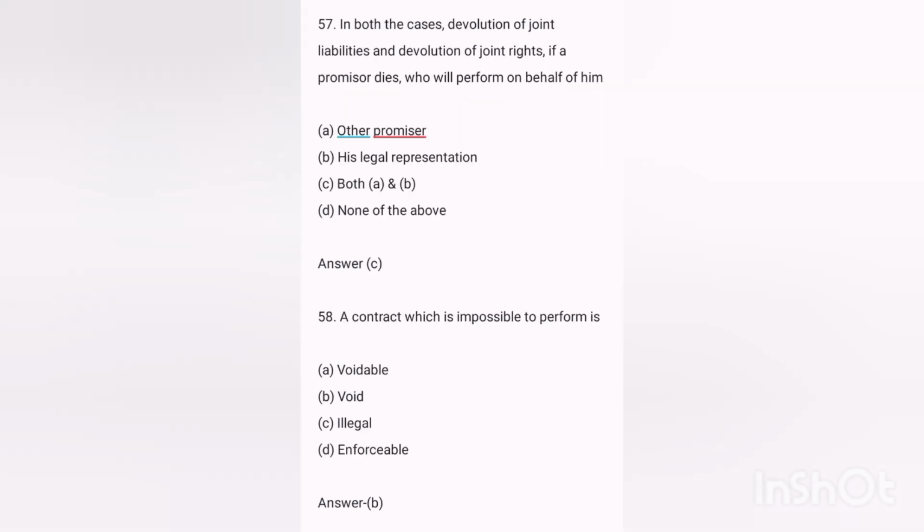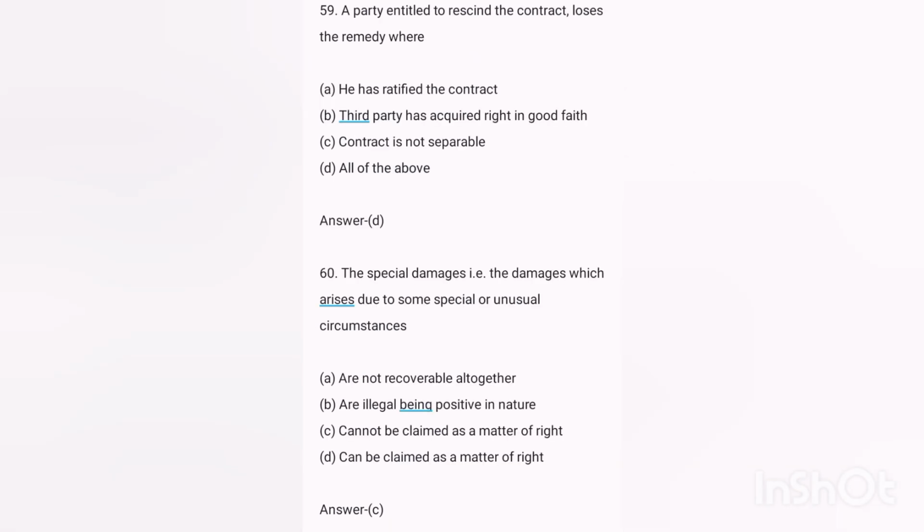Next, in both cases, devolution of joint liabilities and devolution of joint rights: if a promisor dies, who will perform on behalf of him? Answer was C, both A and B. Next, a contract which is impossible to perform is. Answer was B, void. Next, a party entitled to rescind the contract loses the remedy where. Answer was D, all of the above. Next, the special damages, i.e., the damages which arise due to some special or unusual circumstances. Answer was C, cannot be claimed as a matter of right.